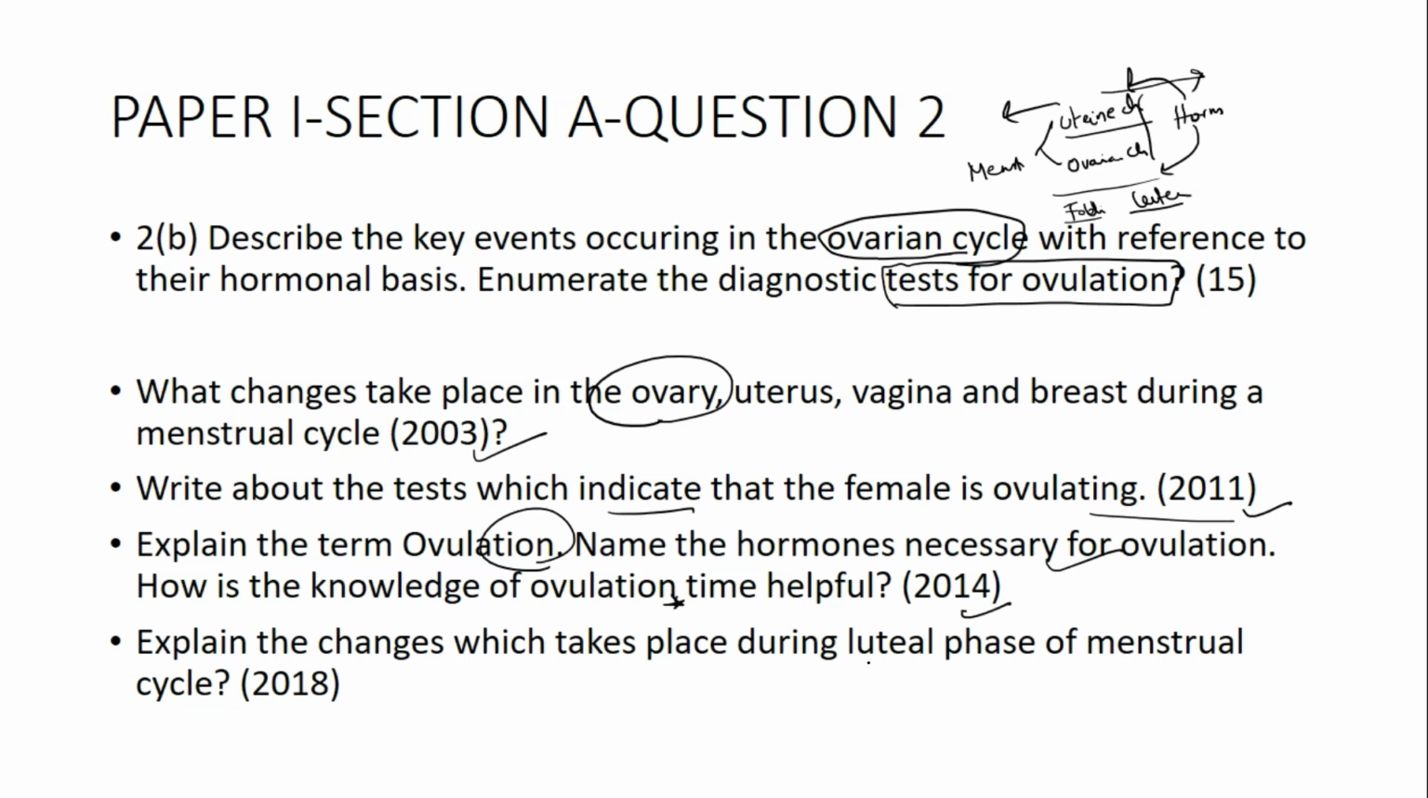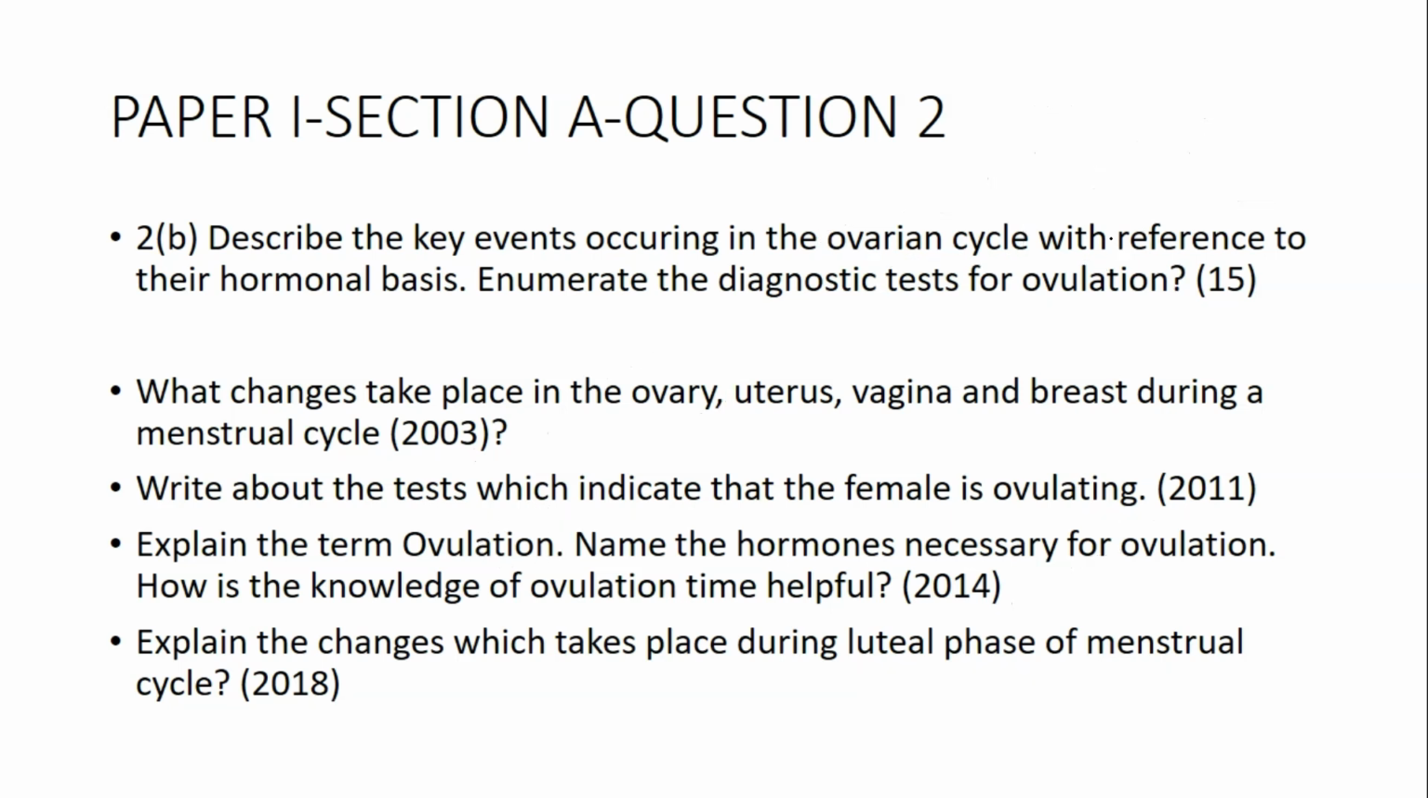And explain the changes which take place during the luteal phase of the menstrual cycle. Okay, the second phase of the ovarian cycle is the luteal phase. What happens to the corpus luteum or corpus albicans, or if it is fertilized, what happens? So all these things are to be discussed. So this is a pretty easy question.